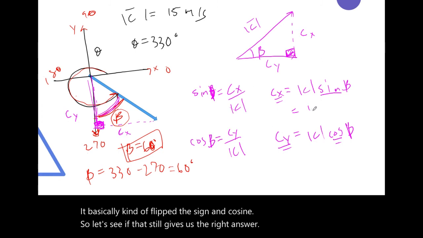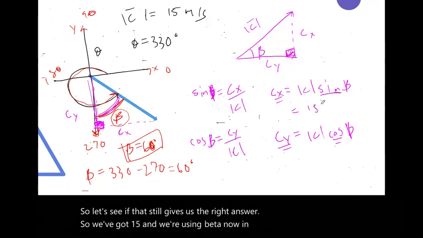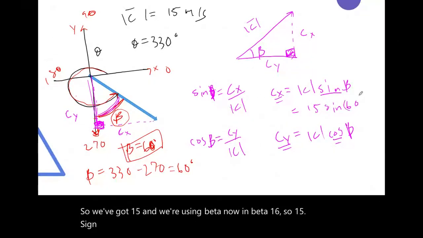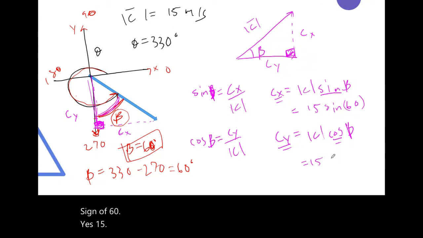So we've got 15, and we're using beta now. Beta is 60, so 15 sine of 60. And we've got 15 cosine of 60. Put both of those in your calculator.